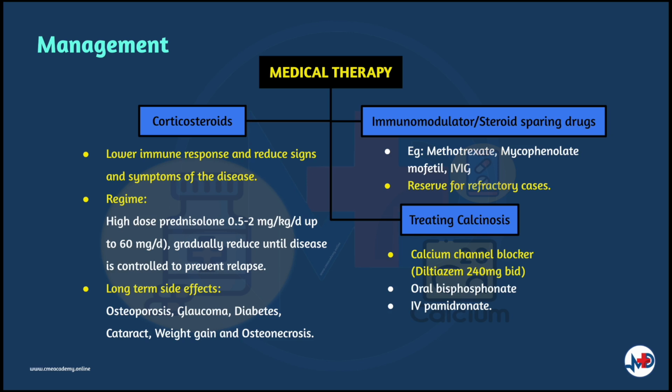However, long-term corticosteroid use may contribute to side effects such as osteoporosis, glaucoma, diabetes, cataract, weight gain, and osteonecrosis. Immunomodulator or steroid-sparing drugs, for example, methotrexate, mycophenolate mofetil, and IVIG can also be considered in patients with dermatomyositis. IVIG is reserved for refractory cases, and we can offer calcium channel blockers such as diltiazem, oral bisphosphonate, or intravenous pamidronate to treat patients with calcinosis.